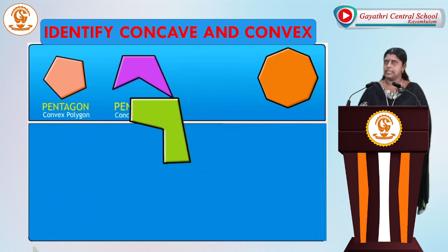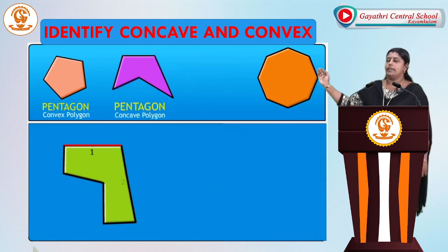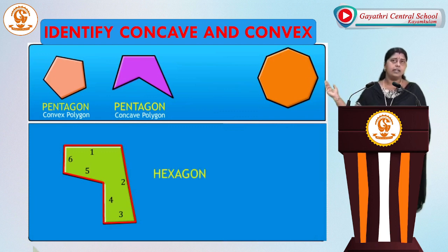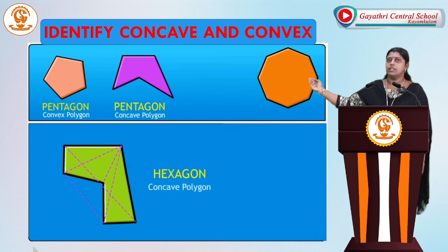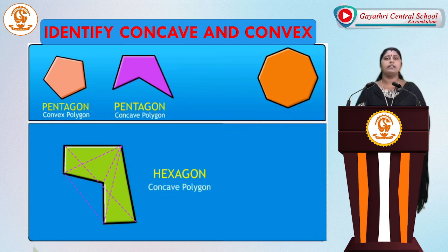Okay, let us consider the third figure. Here we can see the third figure. There are 6 sides. It is a hexagon. But here, when we draw the diagonals, we can see one diagonal. Here also one diagonal is in the exterior part.